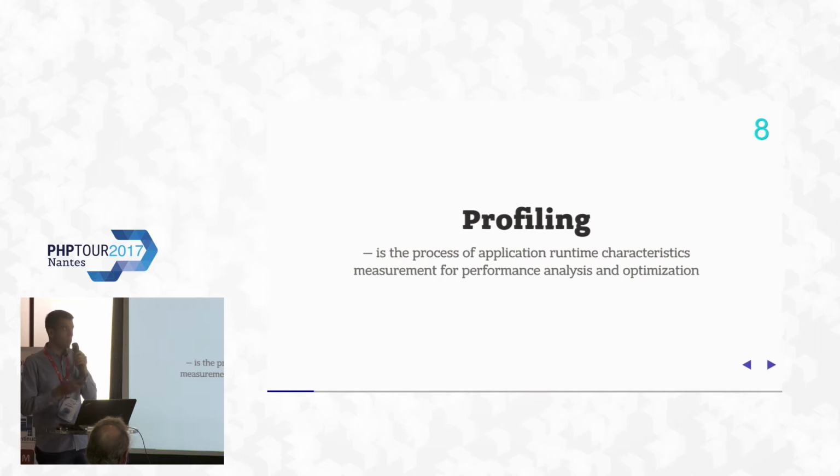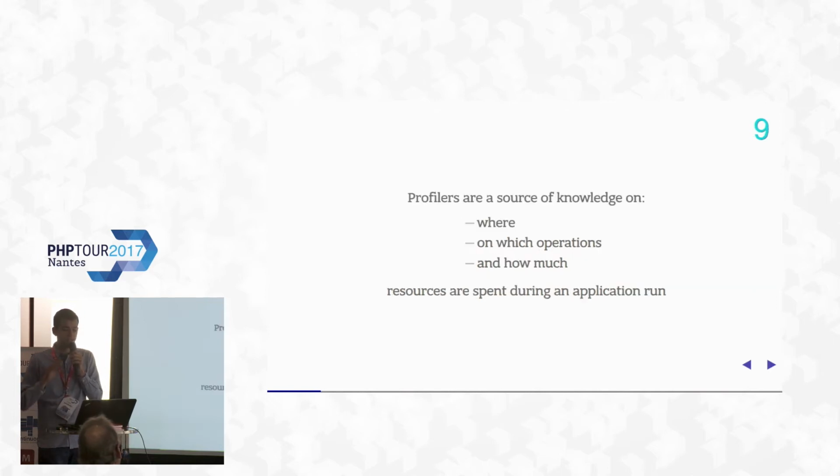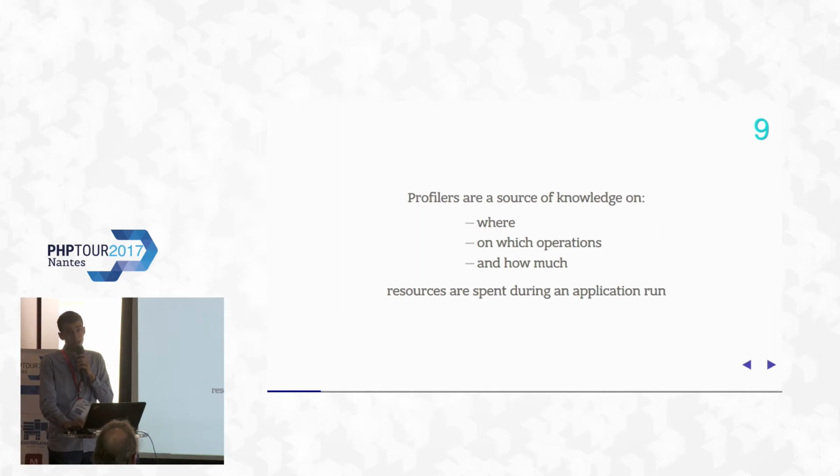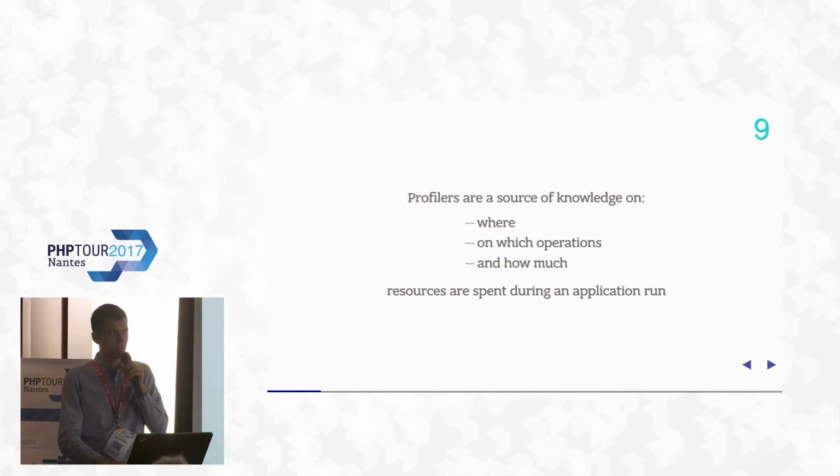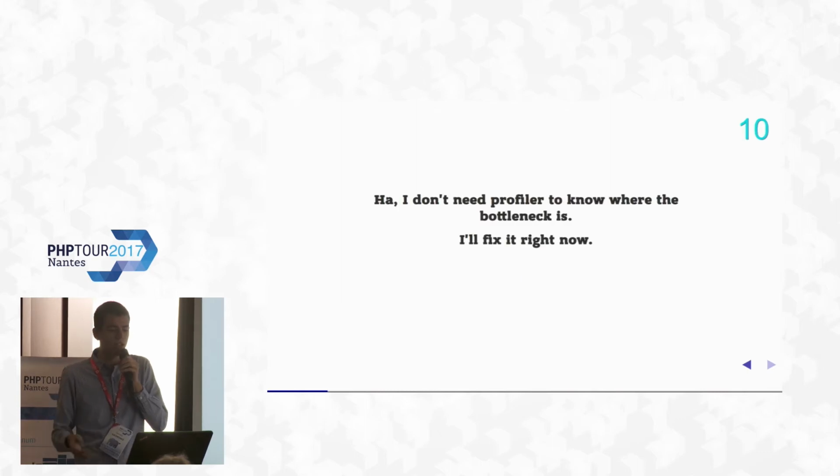Profiling, as Wikipedia says, is a process of measuring application runtime characteristics for performance analysis and optimization. In easy words, a profile is a source of knowledge on which exactly operation and how much we spend resources during the application run.